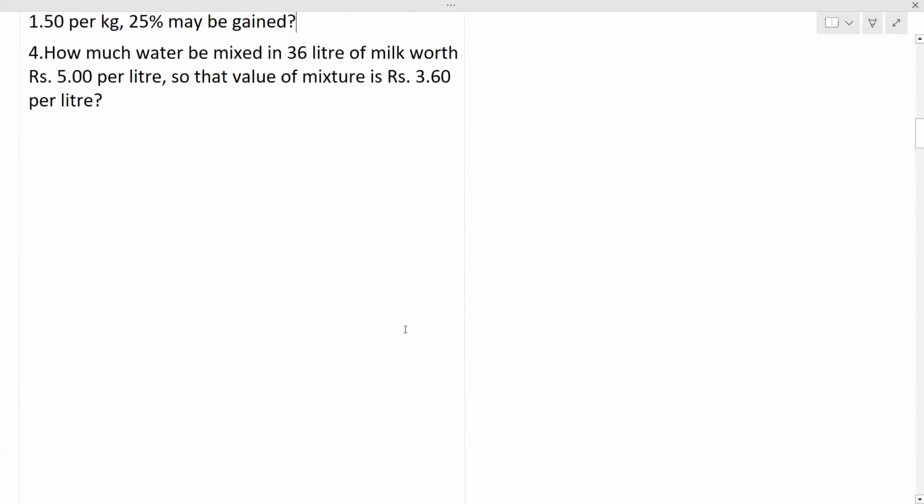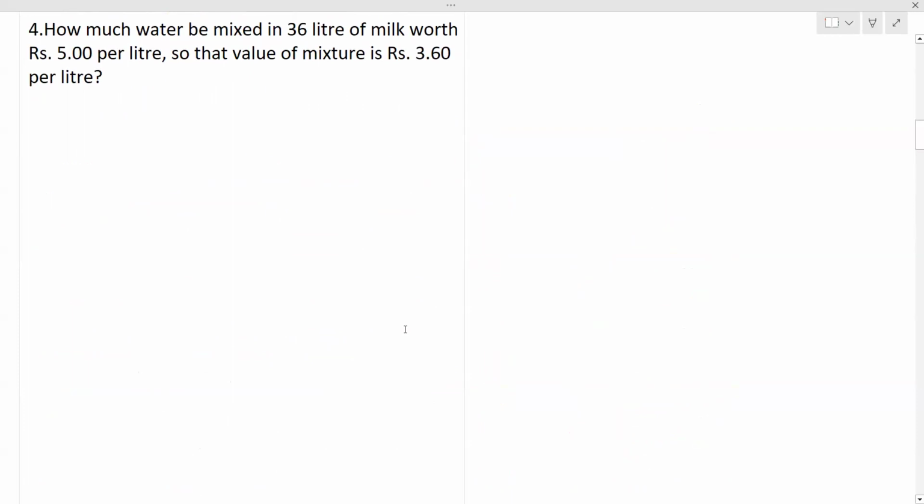Have a look at this question, you'll get a better understanding. How much water be mixed with 36 liters of milk worth rupees 5 per liter, so that the value of the mixture is 3.60 per liter?